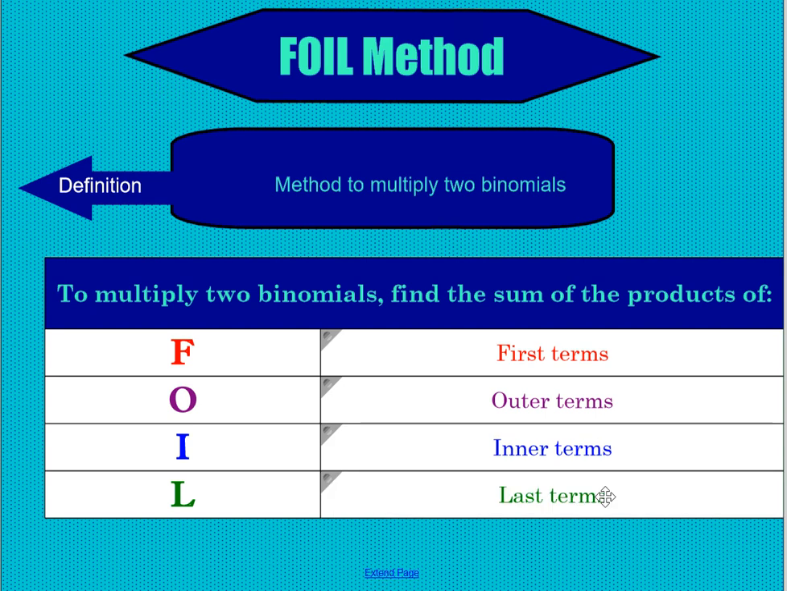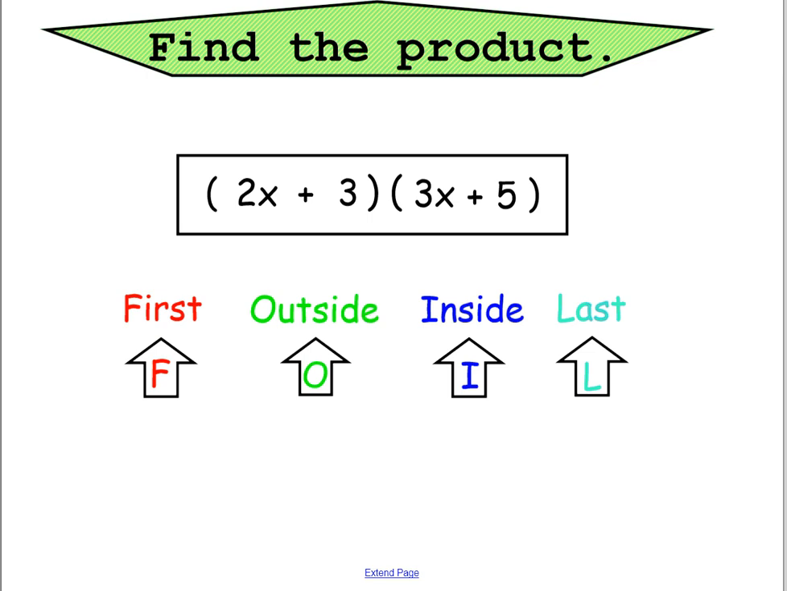This is a method that many people are familiar with, and if you are familiar with it and would like to use it, you are welcome to do that. However, I do prefer a different method of multiplying two binomials, and I will show that to you shortly here. With that being said, the first problem that we are going to do is going to be using the FOIL method, so I'll show you that, and then I will show you my other method.